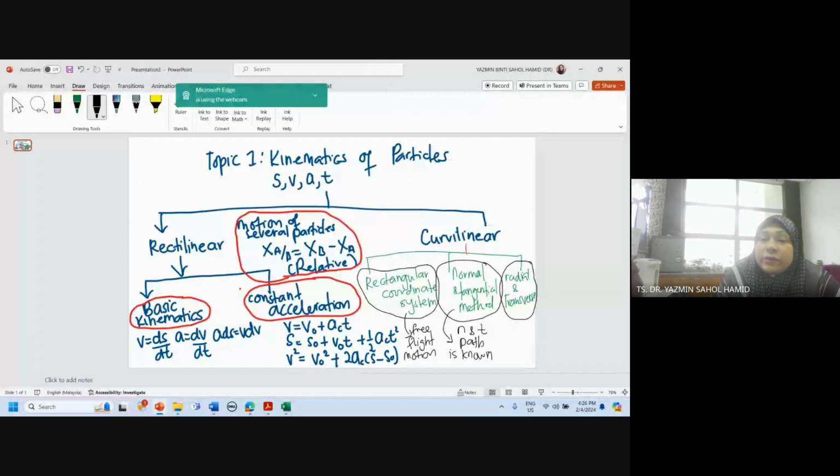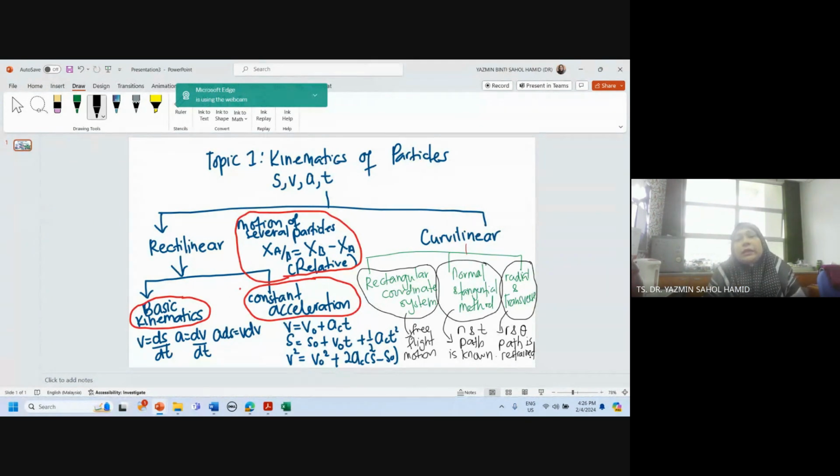And then lastly, we have another method, what you call radial. We use the symbol R. And transverse, we use the symbol theta. This is when the path is restrained. A good example when I say the path is restrained, it means that it is moving in a curved line, but it's restrained to one point. Something is restraining it. A good example is a torchlight or a spotlight.